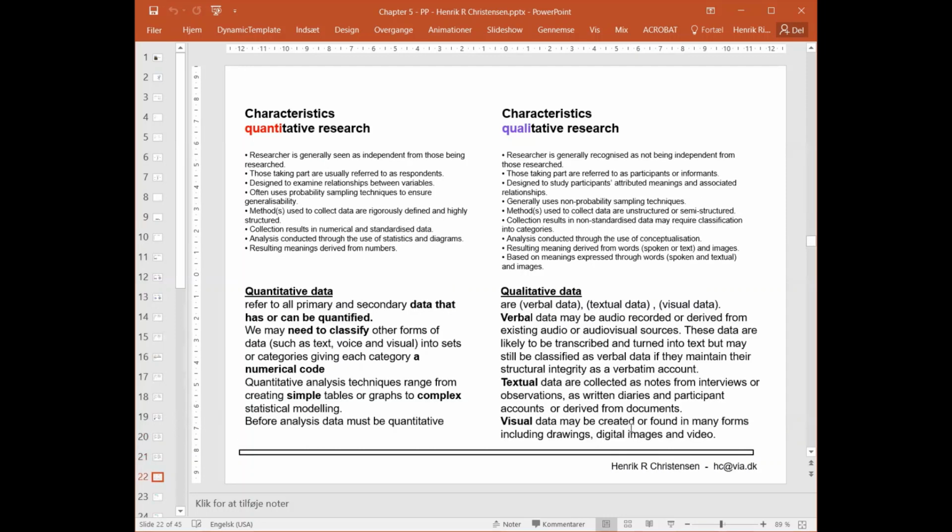And let's try to put them up here and say, how can we explain a little bit more about first quantitative data? What characterizes those? Well, it's about primary and secondary data that has or can be quantified. So it's a question about, is it possible for us to quantify the data? Do we find it appropriate to have a number describing a specific thing that we are investigating? Satisfaction, for example. Could we ask a question?